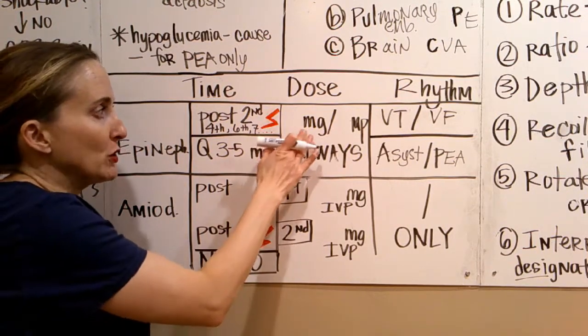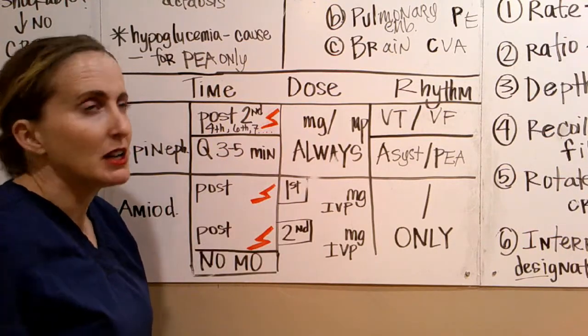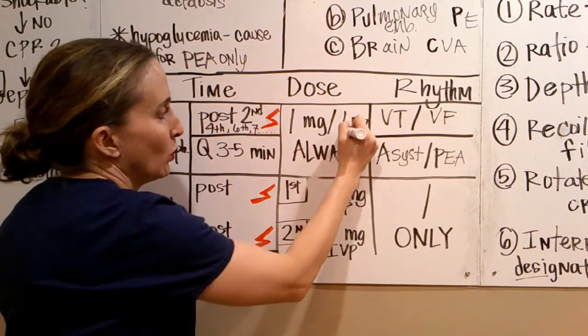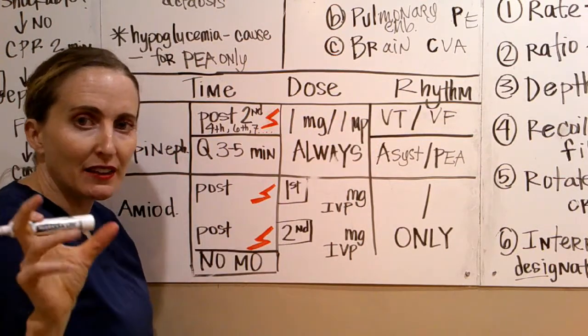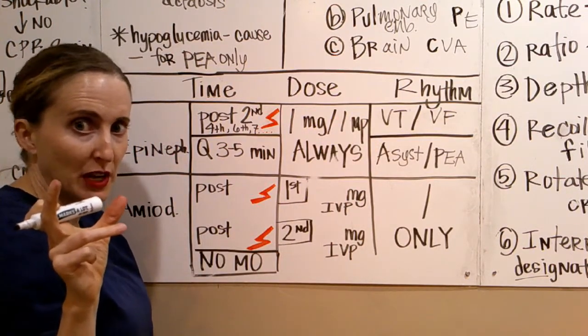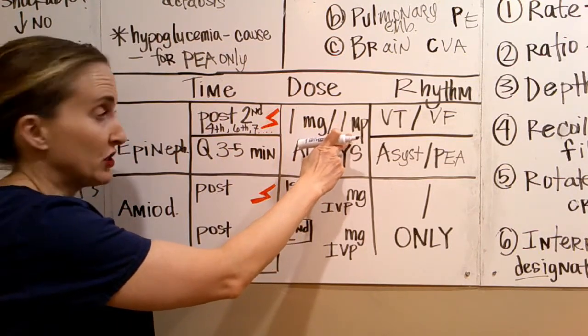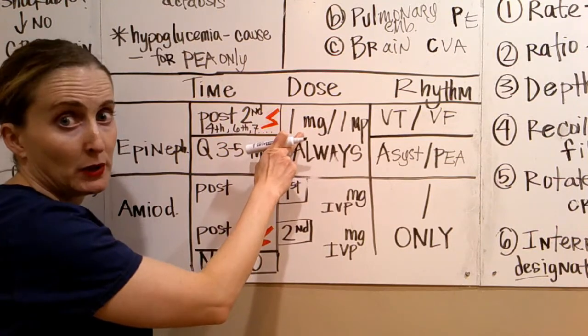Now let's talk about our dosing. The dosing is easy with epi. It's always the same, right? It's either 1 milligram or 1 amp. It comes in the syringe of 10 milliliters. So it's either the whole amp, which is 10 mLs, or 1 milligram, okay?